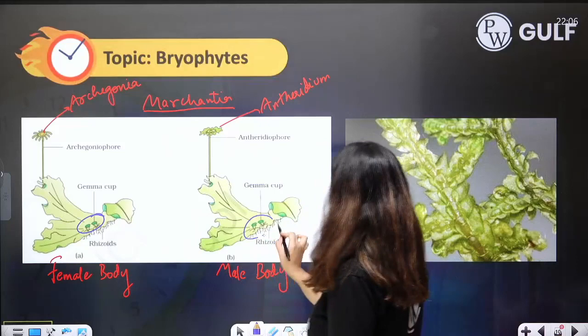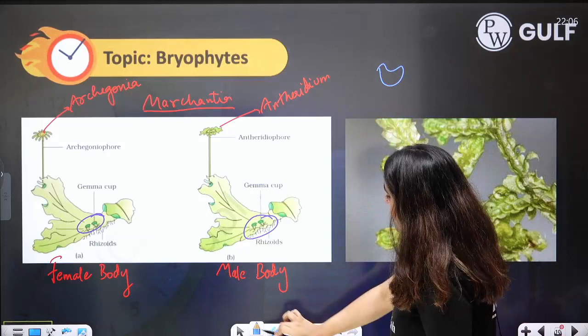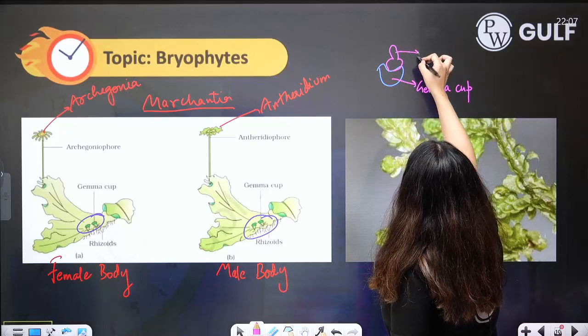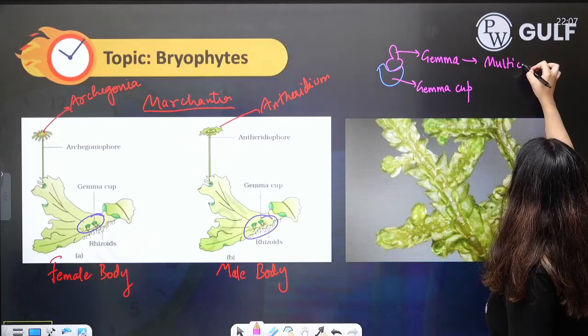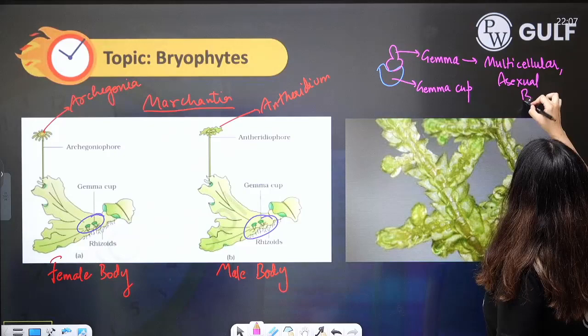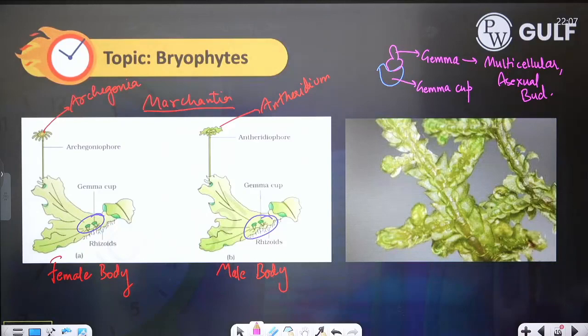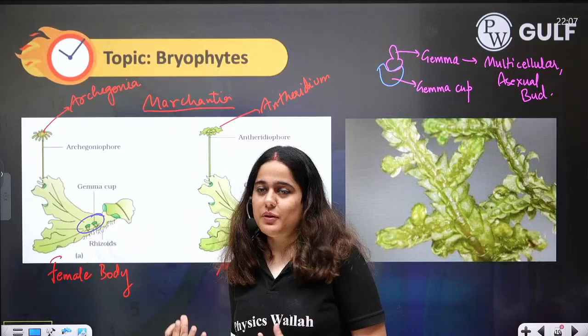So beta, this is the gemma cup, and over the gemma cup there are gemmae that help in asexual reproduction. This is the gemma cup and this is the gemma. That is a multicellular asexual bud. Whenever this gemma is ready, it will be detached from the parent body. It can be found over the female or male because it is an asexual bud, it does not matter. Whenever the bud is ready, it will be detached from the body and form a new plant.